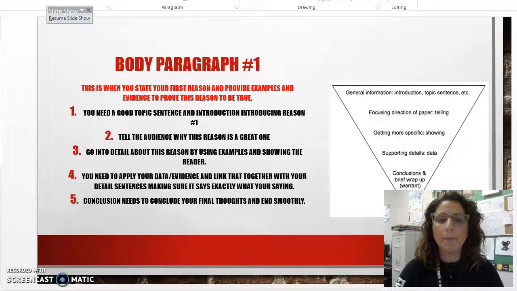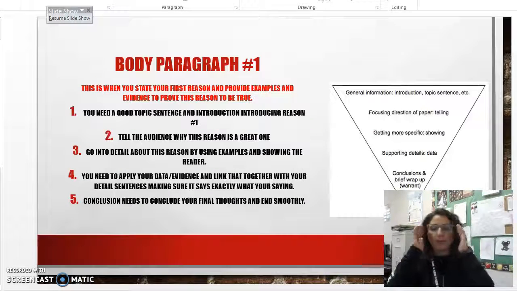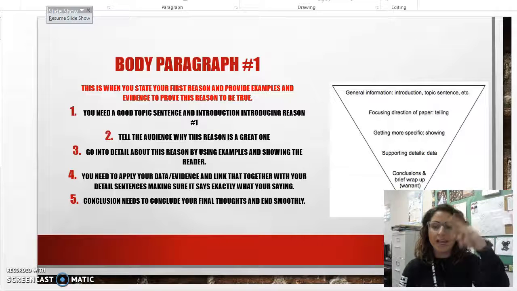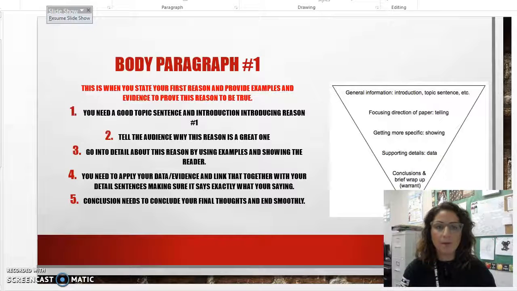Then we move on to body paragraph number 1. Now this is similar for number 1, number 2, and number 3. So my students will get an example for all 3, but we'll break it down for body paragraph number 1, which would be the same as body 2 and 3.